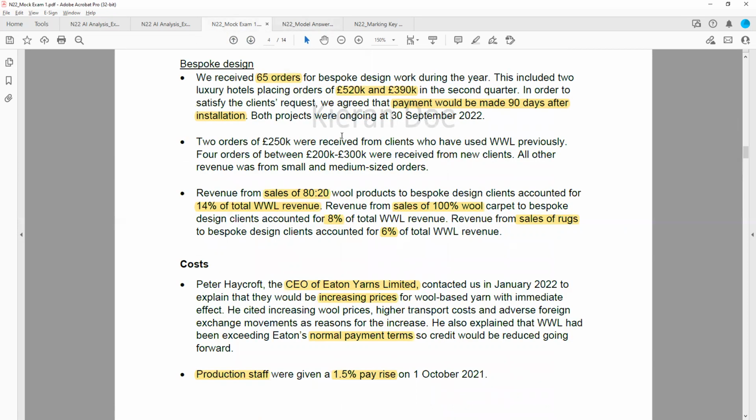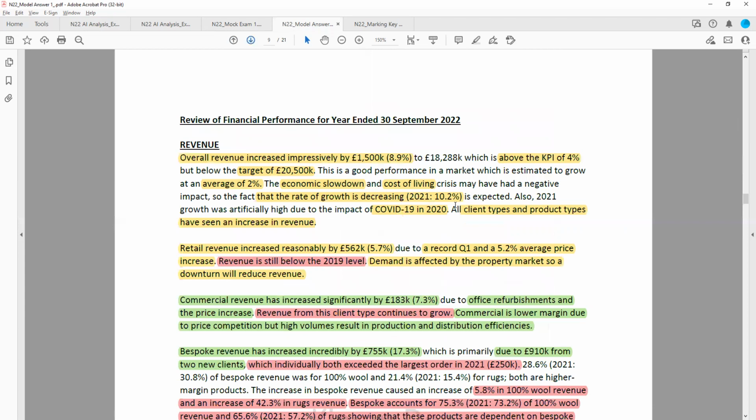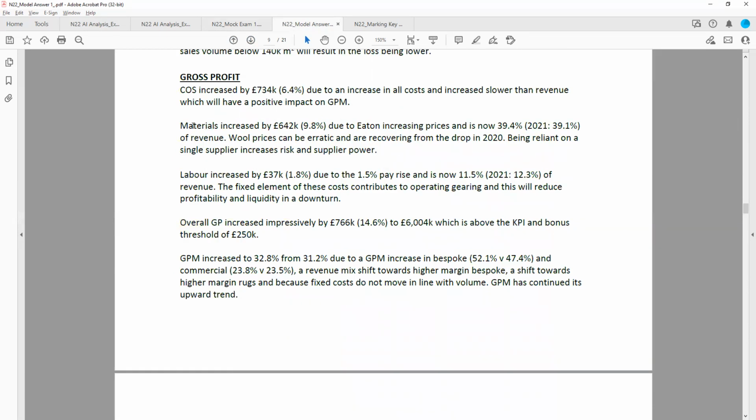So we can see here that we've got our reasons and our numbers, and therefore we can approach that in exactly the same way. We'll start by looking at some of the individual cost of sales, but just like we did with revenue: materials up, that's the number, then the reason from the exam paper, the supplier increasing prices. A further analysis point, percentage of revenue, could be a good one there. And then some context points as well. Raw prices have been erratic, we knew that from the AI analysis, and being reliant on a single supplier increases risk.